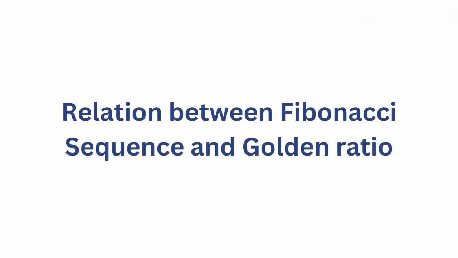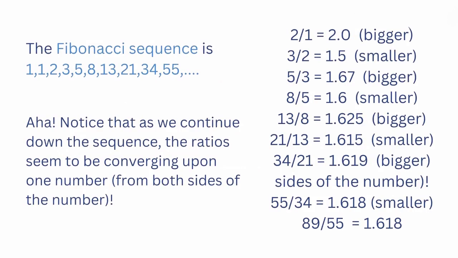Relation between Fibonacci sequence and golden ratio. The Fibonacci sequence is 1, 1, 2, 3, 5, 8, 13, 21, 34, 55. Now have an eye on the given sequence of the numbers.